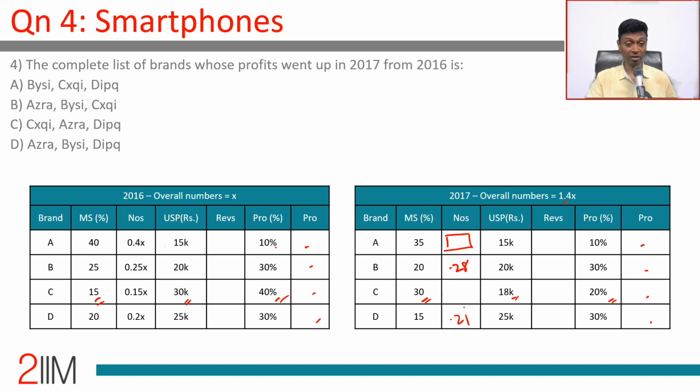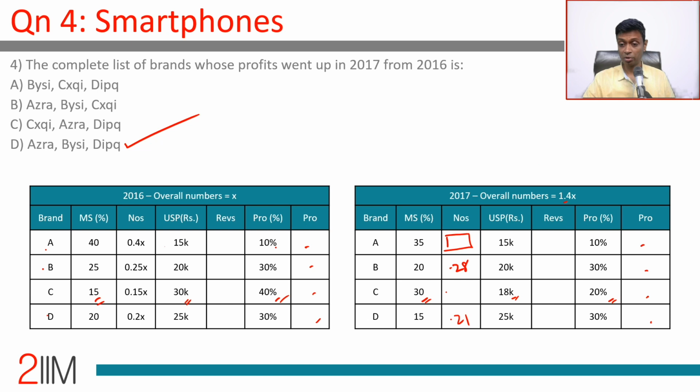This is also greater. A, B, and D end up doing higher numbers in terms of actual numbers, not market share, than they did in the previous year. Their USP and their profitability percentage remain the same. So A, B, D, all three are going to have higher profits in 2017 than 2016. This works. Everything has only three choices. C, simply, let us drop the price, increase market share strategy, does not work.